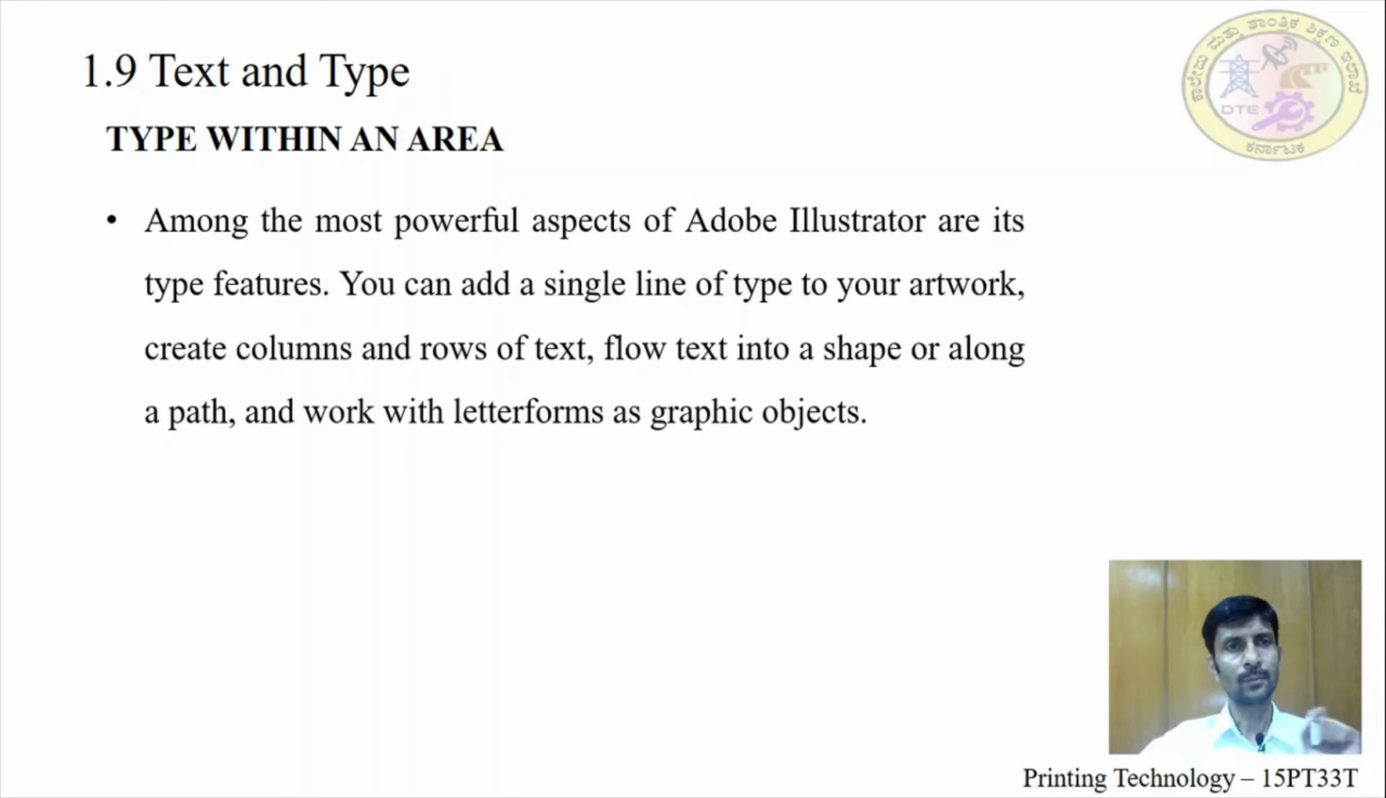This is one of the most powerful features in Adobe Illustrator, among its features for text editing or text composing. In a text within area, we can type a single line of artwork or create columns and rows of text. Text can flow into shapes or along a path, and you can work with the letterforms as graphic objects.